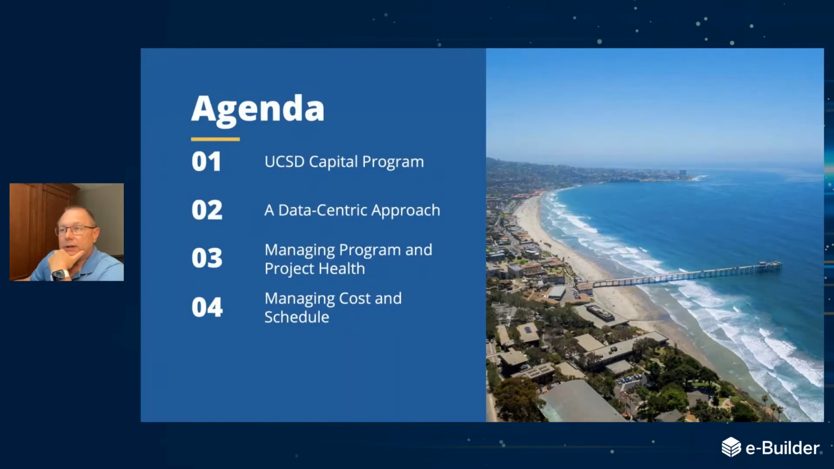So what I'm going to be covering really in 4 sections. I'm going to cover a little bit of the background on our capital program because in terms of its scope, it's kind of why we got to where we are. I'm going to talk a little bit about our data-centric approach, the steps that we went to get there, and share some ideas with how I think you can do the same thing in your organization. And then I'll look at our capital program dashboards. I'm going to show you how we manage program and project health, and also how we manage cost and schedule for all of our projects.